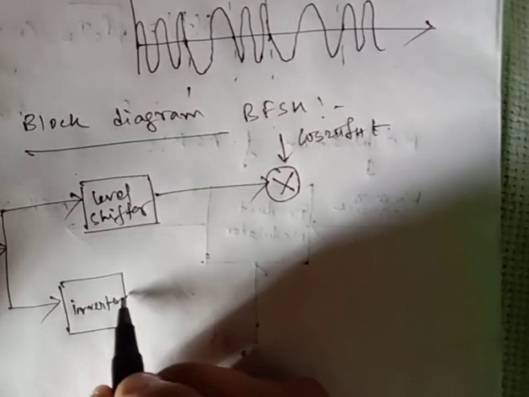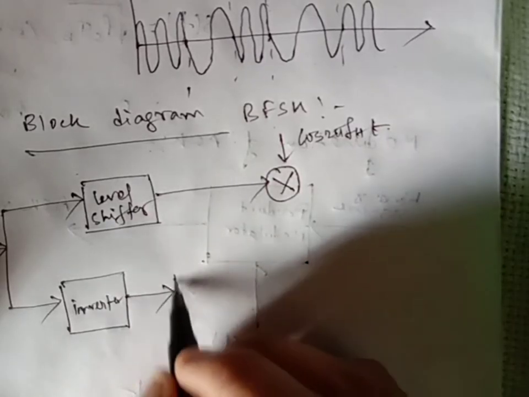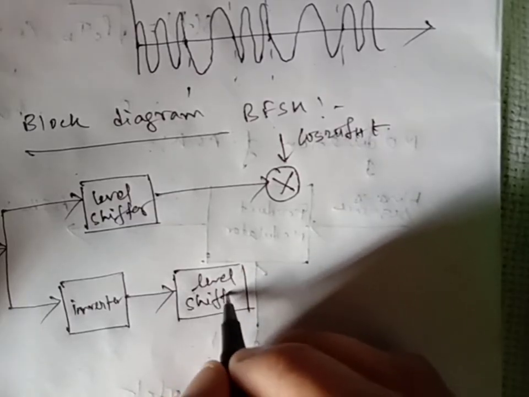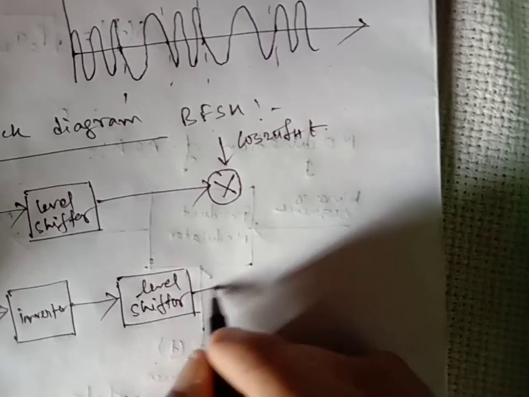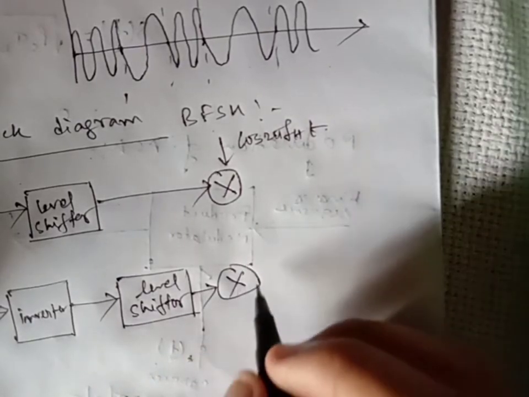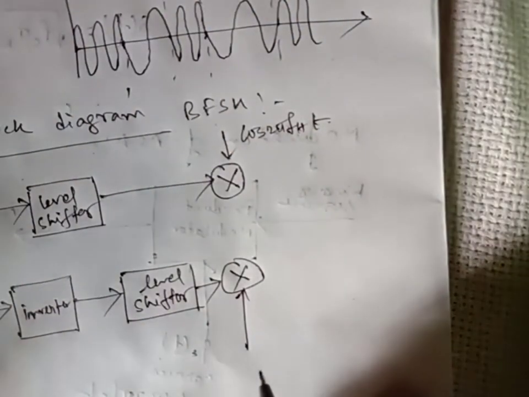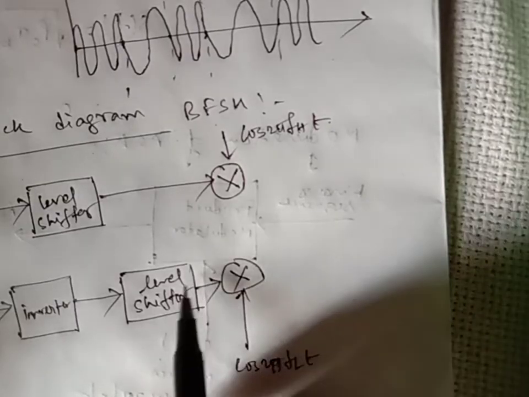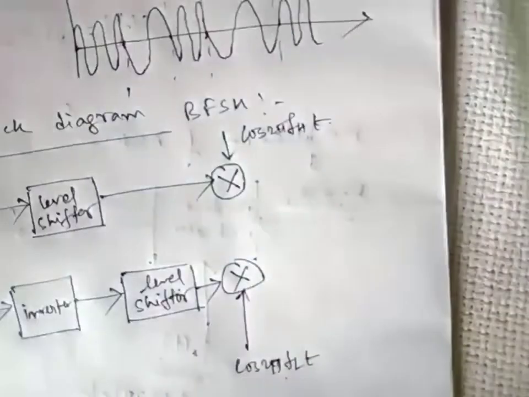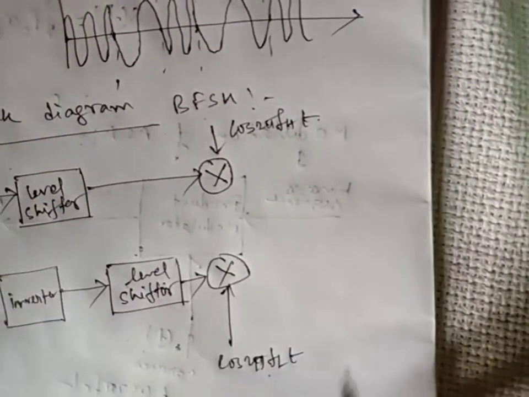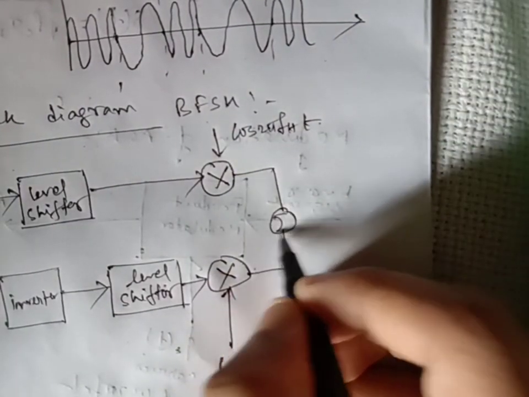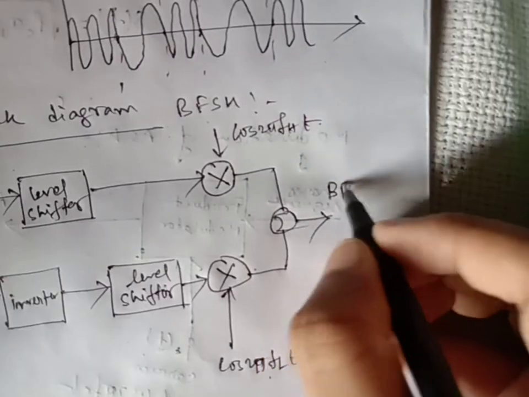The output of the inverter is then passed through a level shifter, and this output is again fed to a product modulator where the other input is the lower frequency carrier, cos 2 pi f_l t. One input is this level shifter, another input is cos 2 pi f_l t, that is the lower frequency carrier, and these two outputs are summed and we get our resultant BFSK.